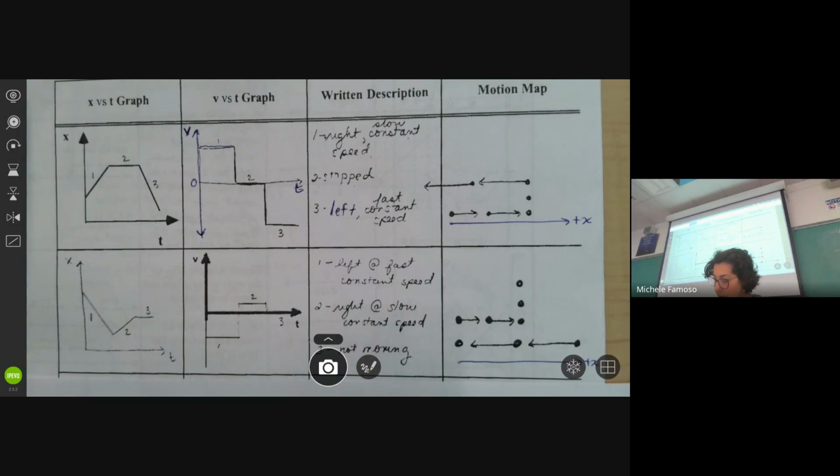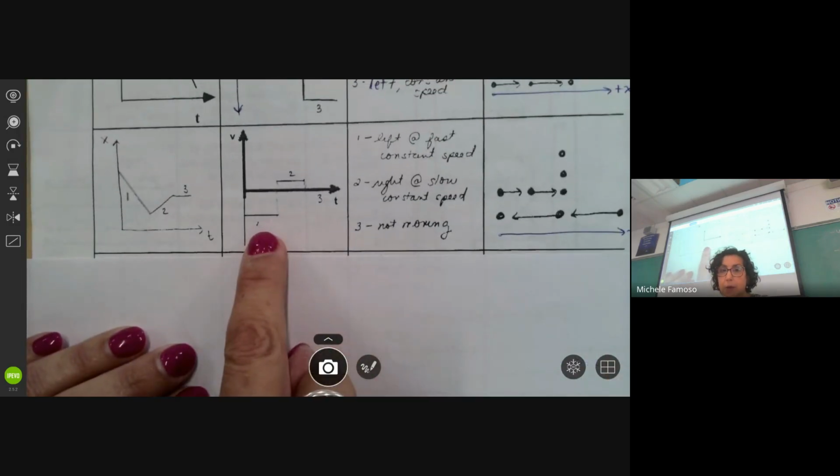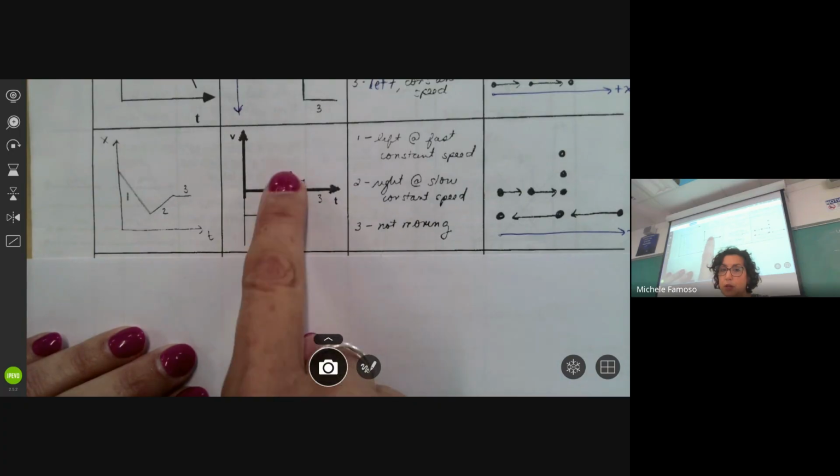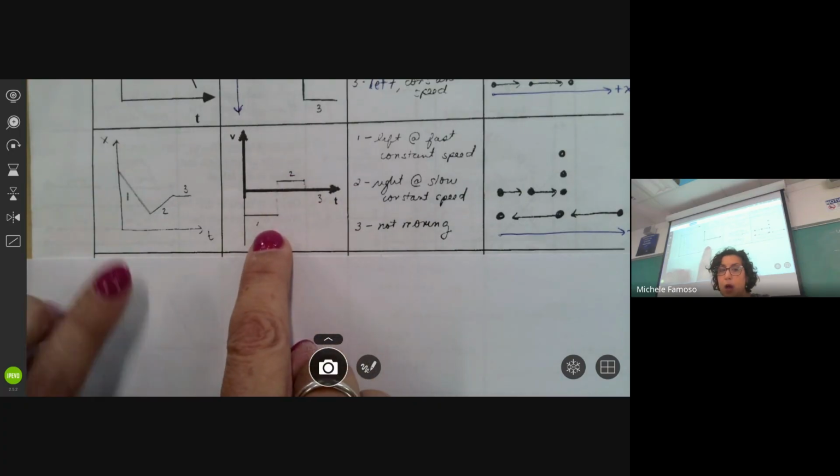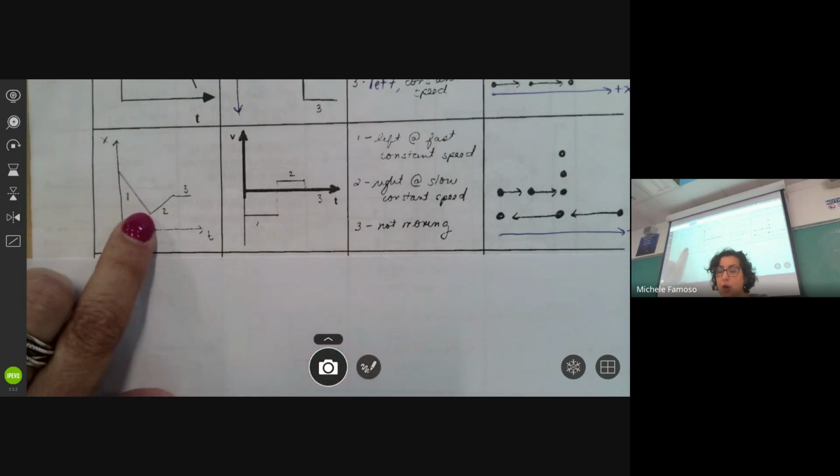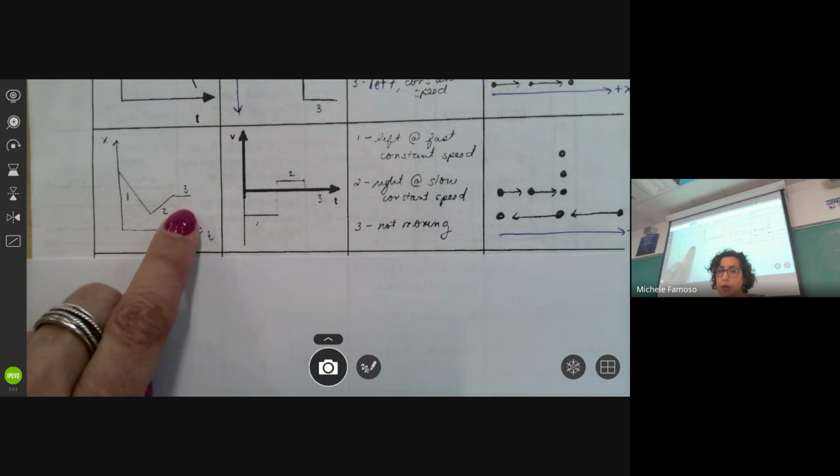All right, next graph. I gave you this velocity time graph. Again, I'm numbering the segments 1, 2, and 3. Segment 1 should be a steep negative slope diagonal line. Number 2 should be a shallow positive slope diagonal line. And 3 is a horizontal line.